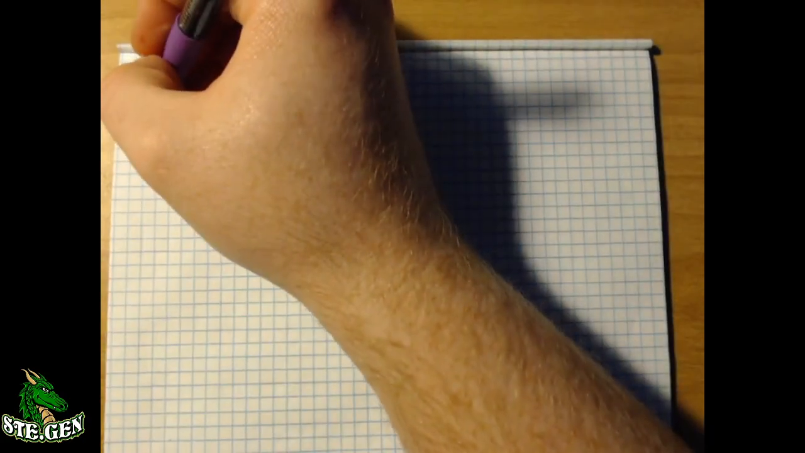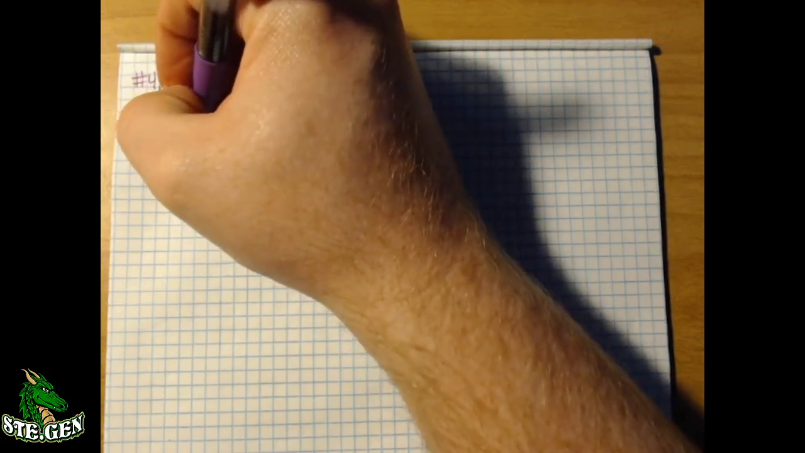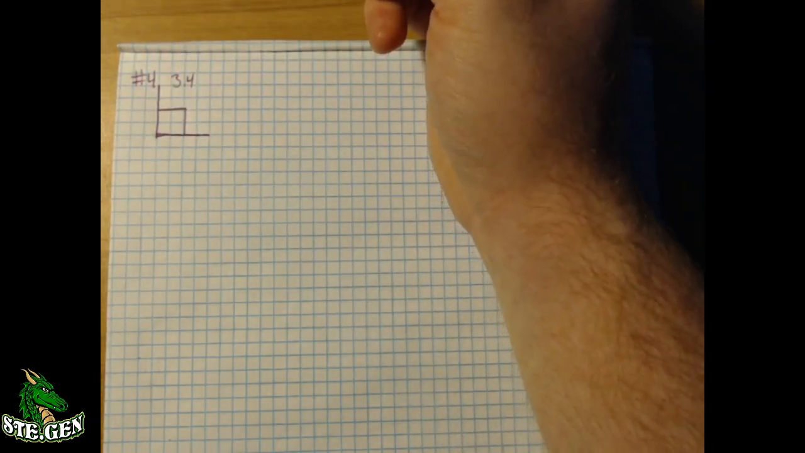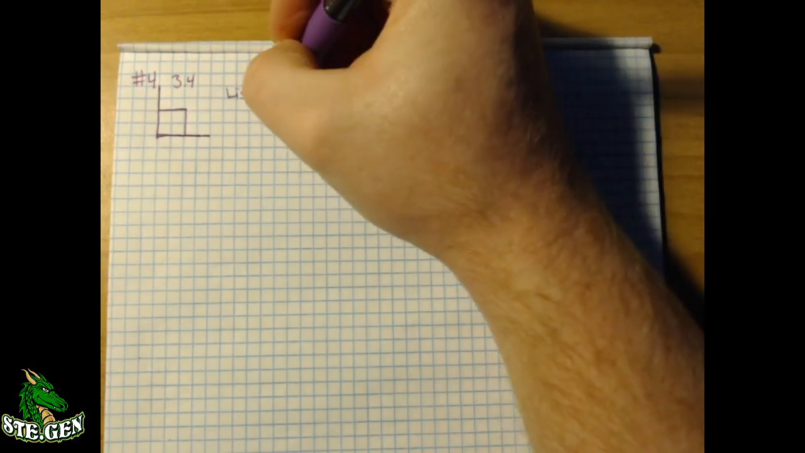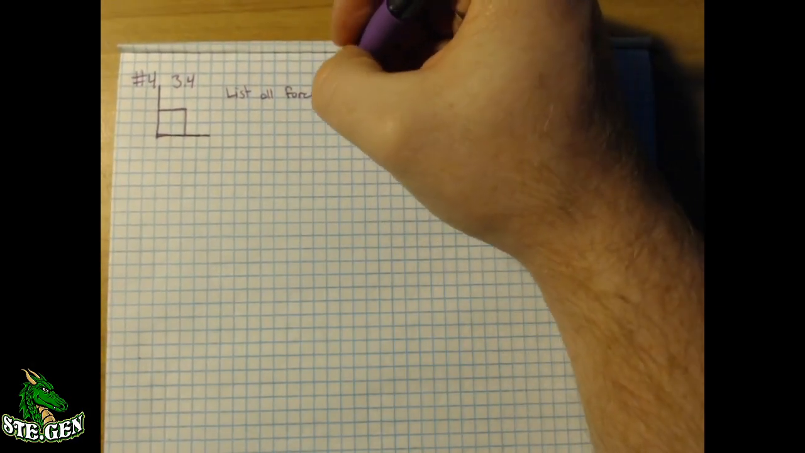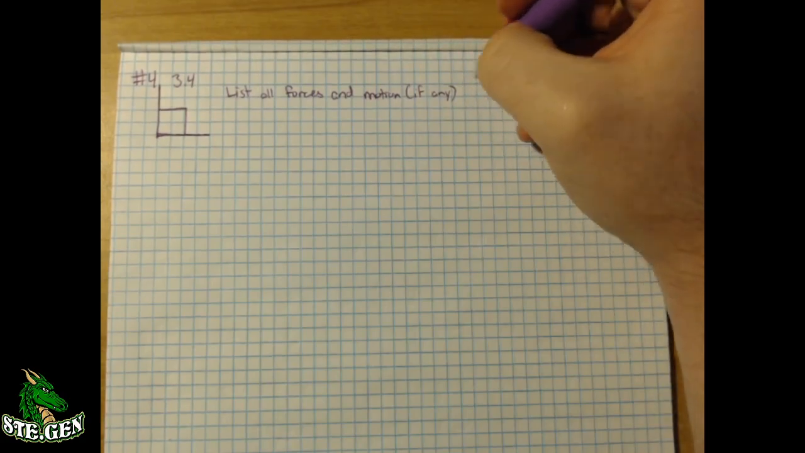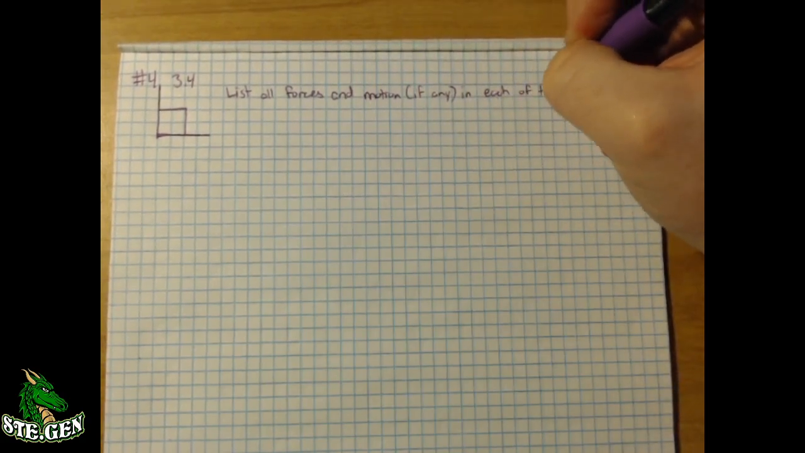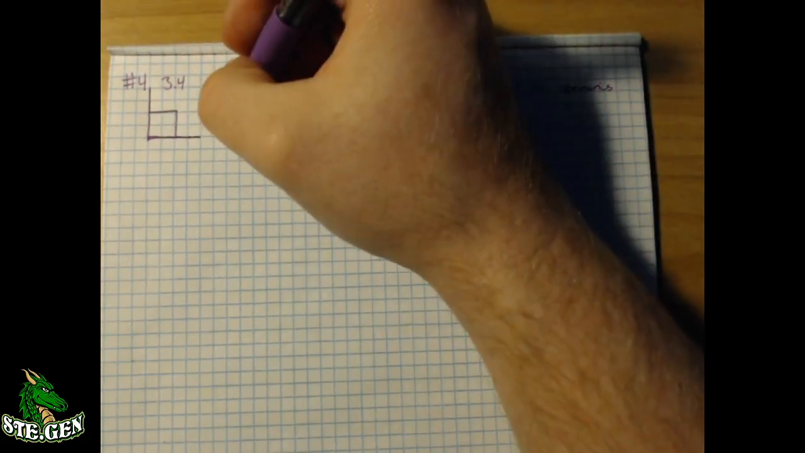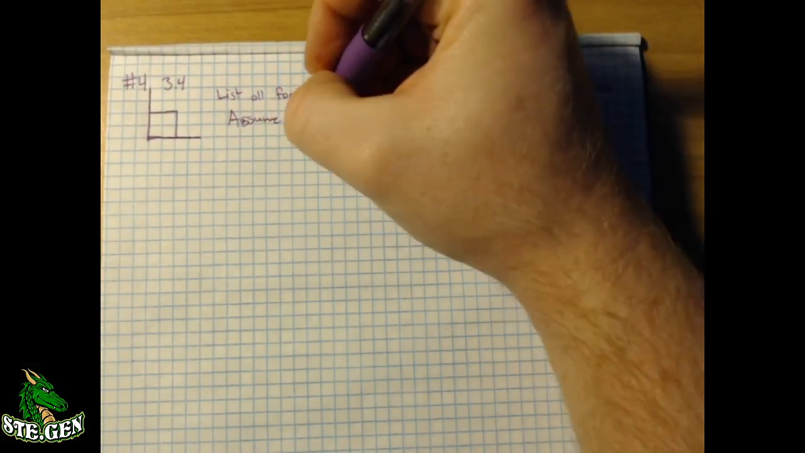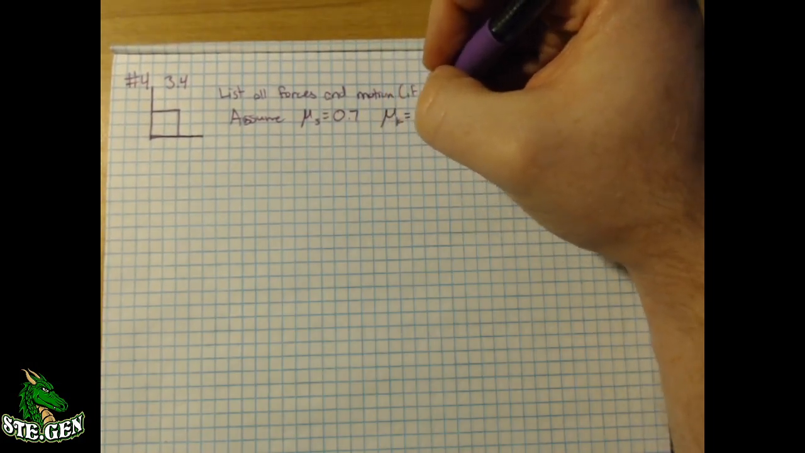So we've got a box, and that box is going to be sitting in a corner, like so. Then the question says, list all forces and motion, if any. There might not be, but if any, in each of the scenarios. Assume that the coefficient of static friction is equal to 0.7 and the coefficient of kinetic friction is equal to 0.55.